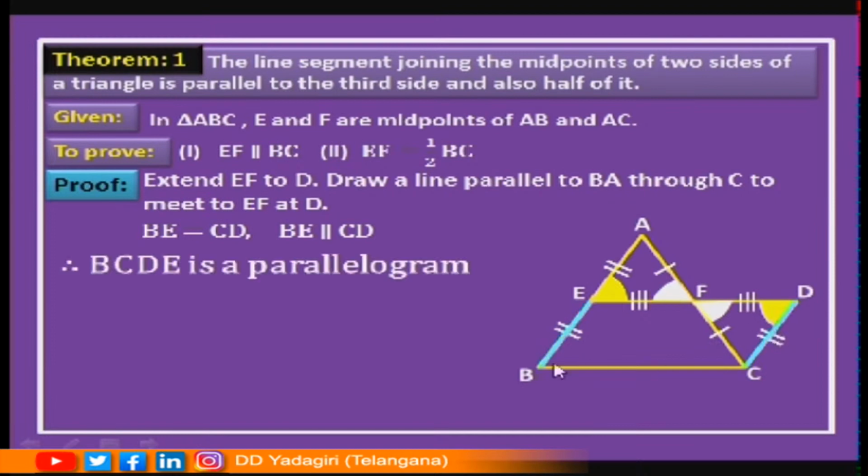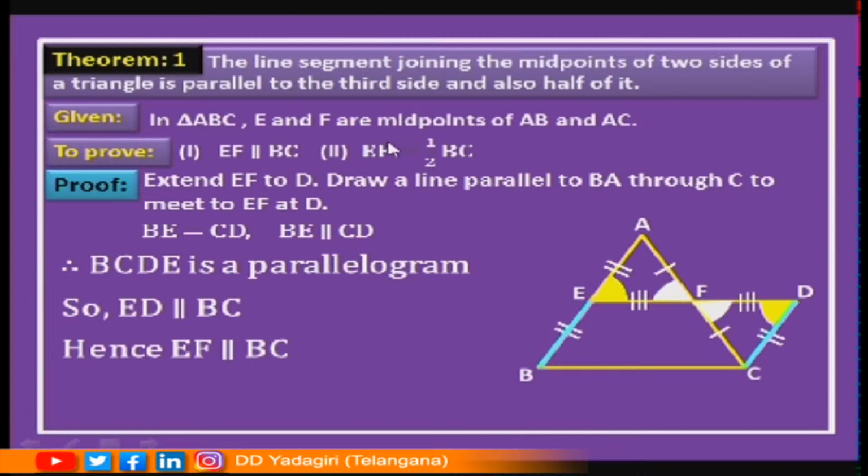Therefore, I can say this BCDE is actually a quadrilateral, right. Now, in this quadrilateral, one pair of opposite sides are equal and parallel. Therefore, it is a parallelogram. Now, since it is a parallelogram, I can write ED is parallel to BC, because in a parallelogram both pairs of opposite sides are parallel. Got it children? So, ED is parallel to BC. Now, EF is also parallel to BC, because EF is a part of ED. So, we got the first part, EF parallel to BC.